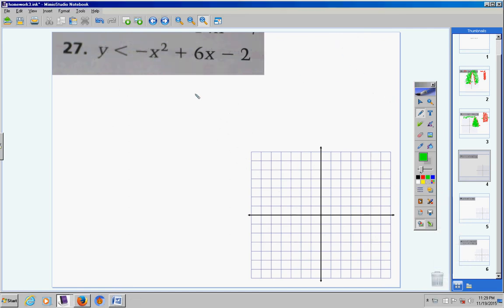Okay, students, let's graph this quadratic inequality. Let's first find the x value of the vertex. Negative b over 2a. B is going to be a 6. A is going to be a negative 1. So negative, then a positive 6, then a negative 2. A positive over negative is negative, plus I have a negative sign out front. 6 over 2 is 3. Negative, negative is positive. So the x value of my vertex is 3.